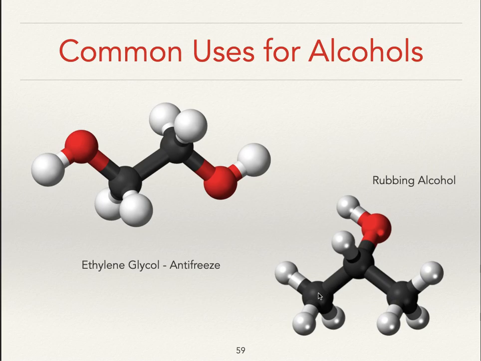This could also be called 2-propanol because the functional group is attached to the second carbon, and since there are three carbons, propane becomes propanol. So this molecule has three names: rubbing alcohol, isopropyl alcohol, and 2-propanol. So those are just a few of the common uses for alcohols and a couple of their properties.